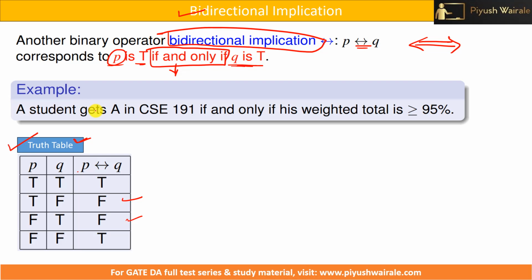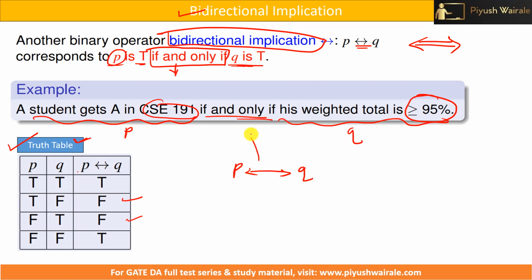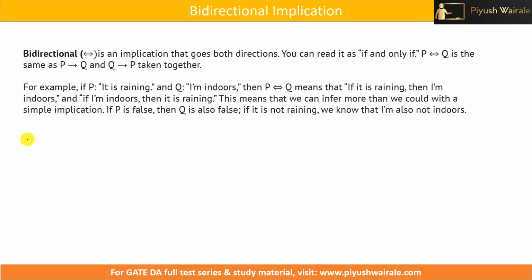For example, here you can see a student gets an A grade in CSC 191 if and only if his weighted total is greater than 95%. A student will get an A grade in a particular subject if and only if his weighted total is 95%. So I can consider this as Q and this as P, so I can say P bi-directionally implies Q. This will be a sentence for that. I hope you understand what bi-directional implication is. We'll discuss the examples also, but these truth tables are very important.